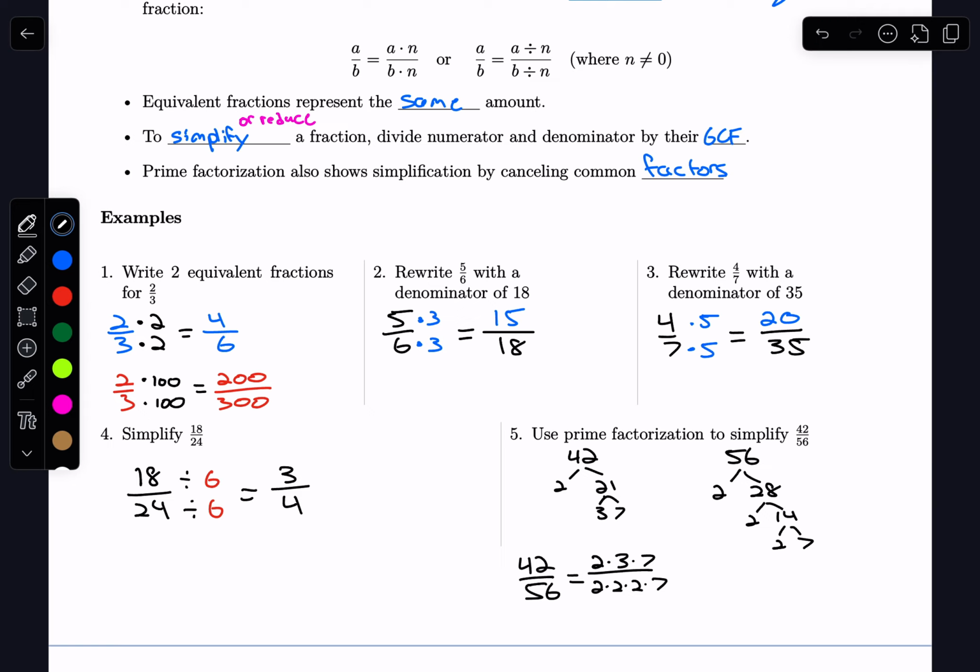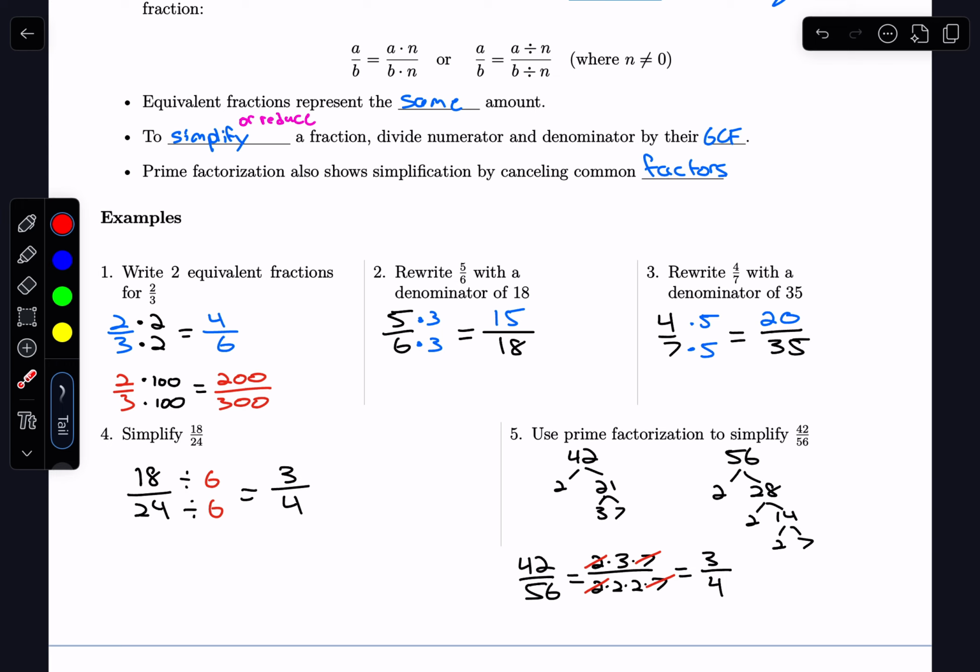Okay, now, instead of having to come up with the GCF just from thin air, I can just look at what factors they have in common, and that is the GCF. So notice that they both have a 2, so I can cross off a 2 from both lists, and they both have a 7, so I can cross off a 7. All we're left with on top is a 3, and all we're left with on bottom is 2 times 2, so that's 4. So 42 over 56 reduces to just 3 over 4, which happens to be the same thing that 18 over 24 reduced to, also 3 over 4.